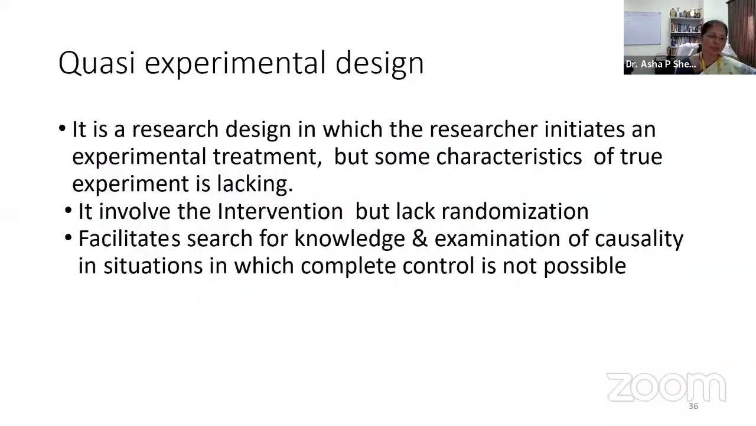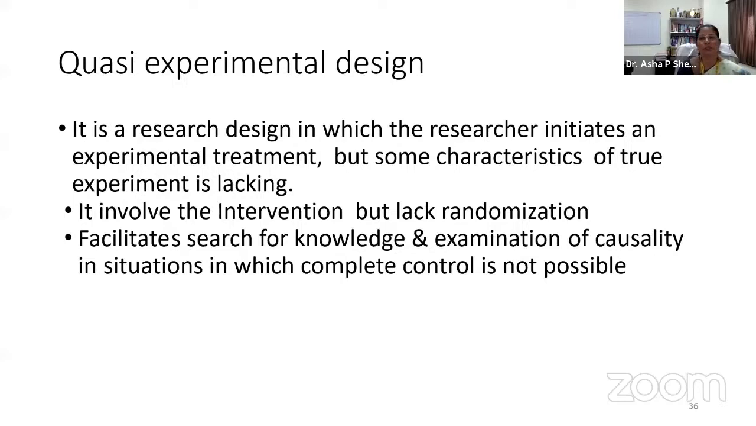Next, we move on to quasi-experimental designs. The quasi-experimental design is one in which the researcher initiates an experimental treatment, but some characteristics of the true experimental design are lacking. As you remember, in true experimental design, there has to be manipulation, control, and randomization. Whereas in quasi-experimental design, something is lacking from the true experimental design. So it involves the intervention, but there may not be randomization. The control will be there sometimes.